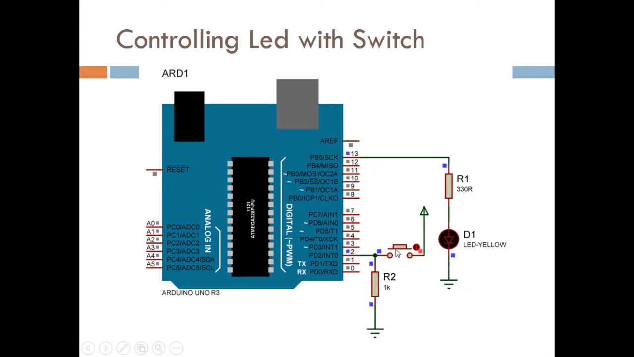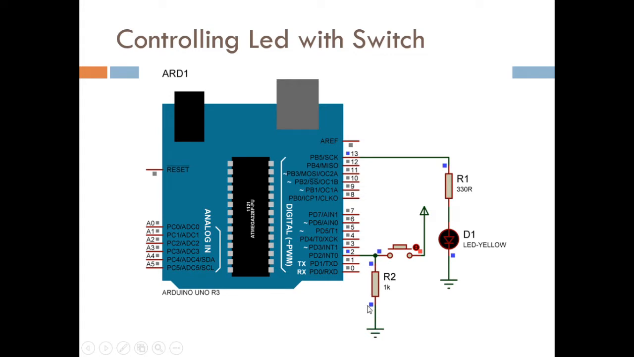With the help of the push button switch, I am going to switch on the LED as well as switch off the LED. So I am connecting the push button switch to pin number 2 of Arduino Uno, and one end of the push button switch I am connecting to VCC, and the other end I am connecting a 1K resistor or a 10K resistor, or basically a high value resistor. I am connecting it to ground.